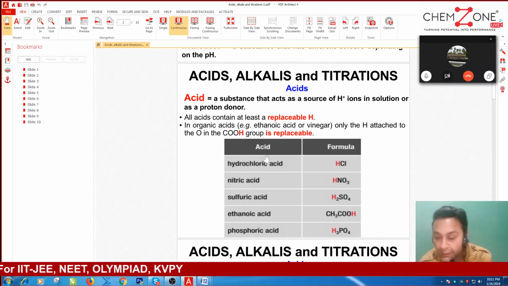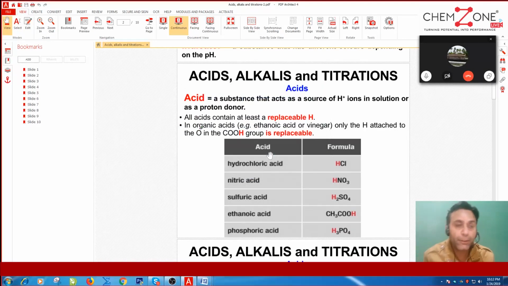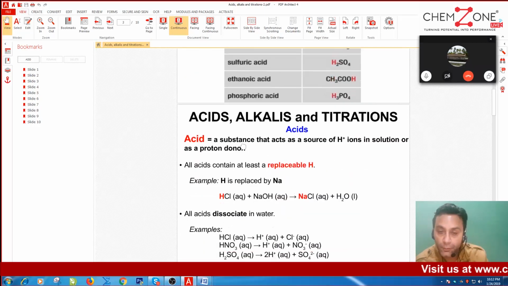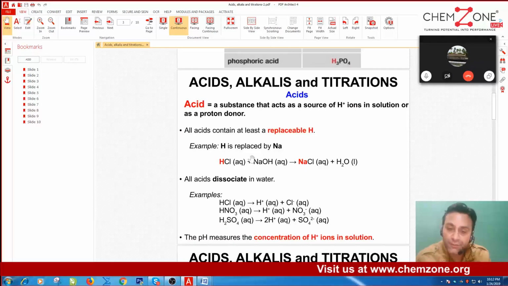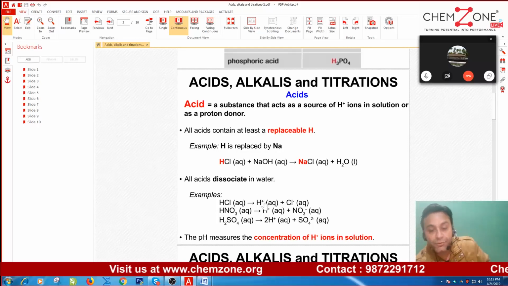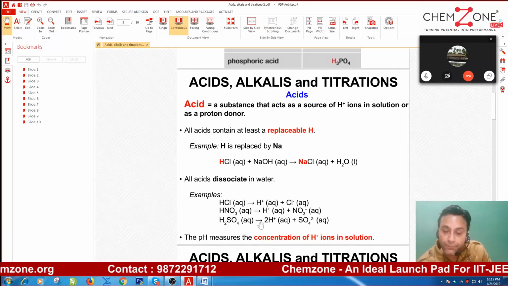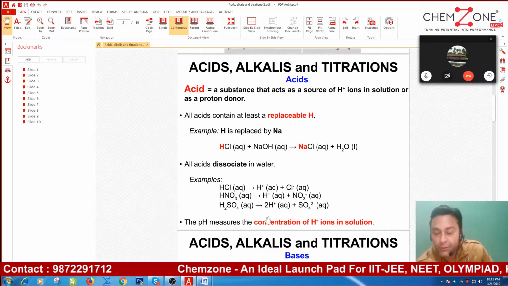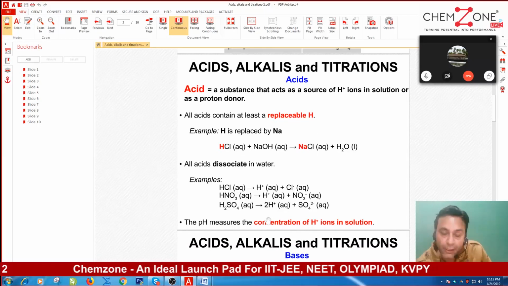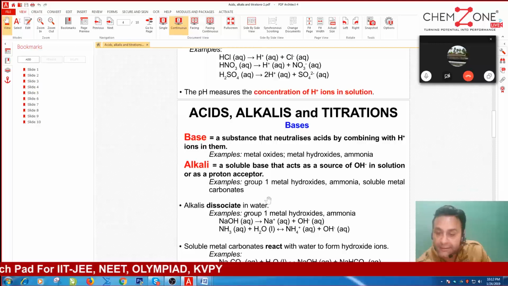And what is the basicity of phosphoric acid? You know what basicity is? Tribasic, yeah, tribasic in nature. Basicity means how many H positive ions it can provide. Right. Now, an acid is a source of H positive ions. It contains at least one H. So all these are acidic in nature. HCl, nitric acid, sulfuric acid, they are providing the H positive ions. And the more the H positive ion concentration, the lesser the pH value and the more the acidic character. Right. And a base is a substance which neutralizes the acid by combining with the H positive ion.